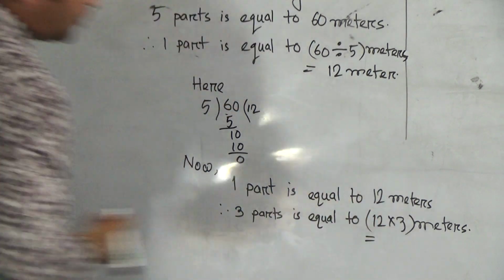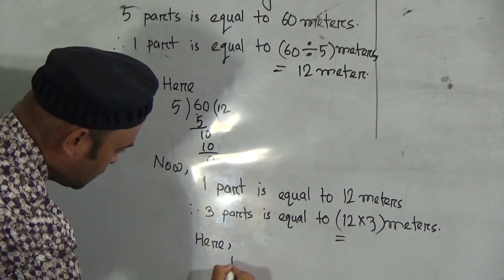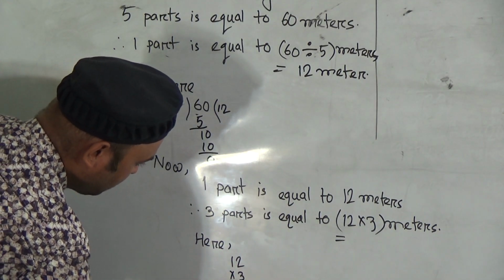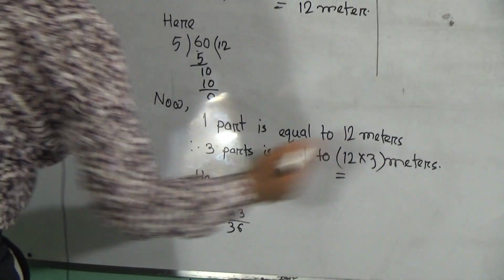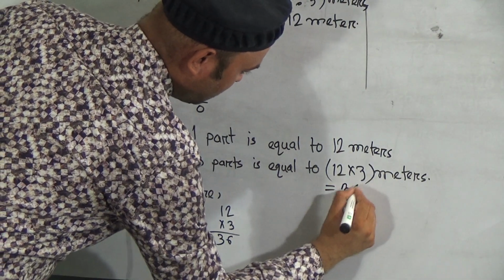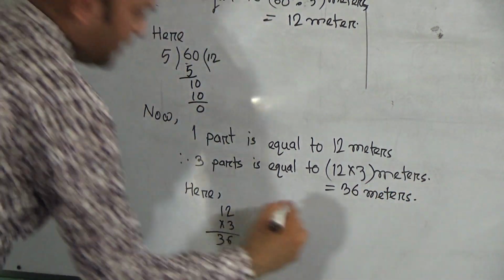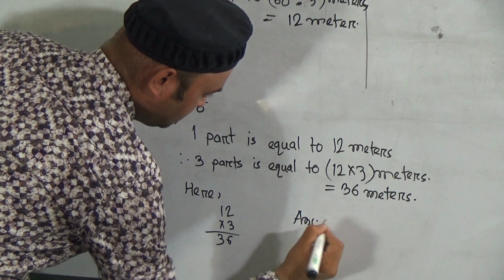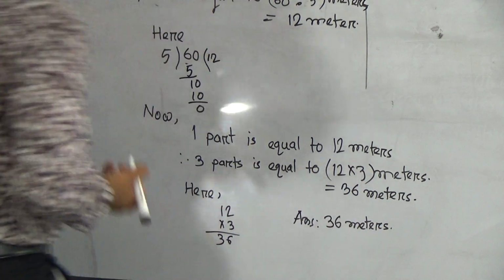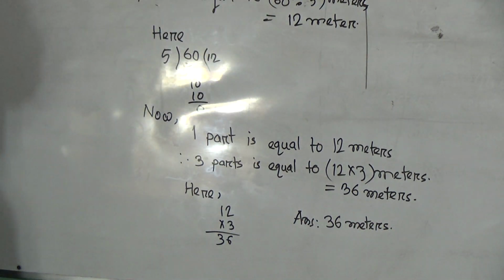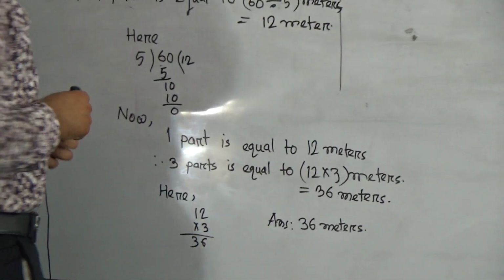Now you have to multiply 12 by 3. 3 2s are 6 and 3 ones are 3. So 3 multiplied by 12 is 36 meters. So the required answer is 36 meters. My dear students, hope you understood this one. Now go to the next question.